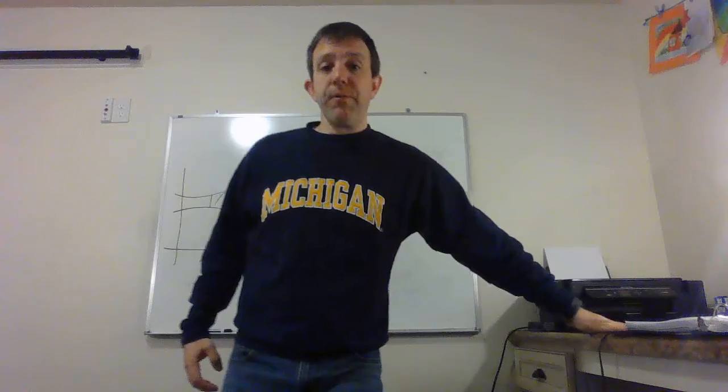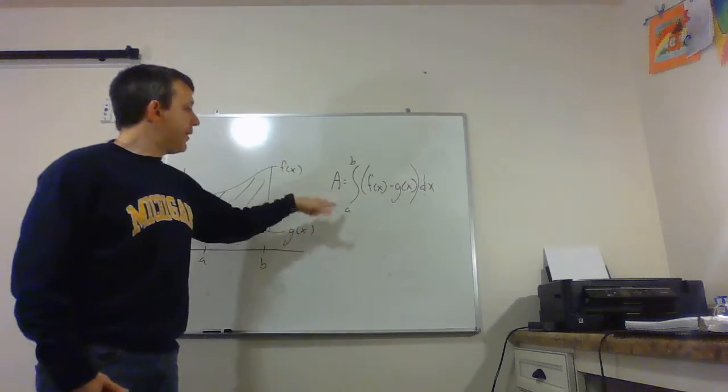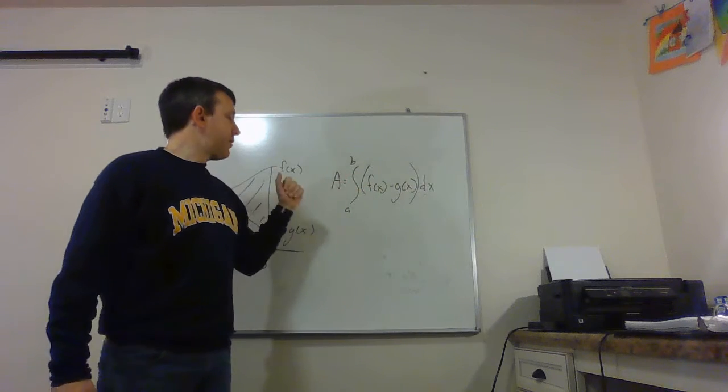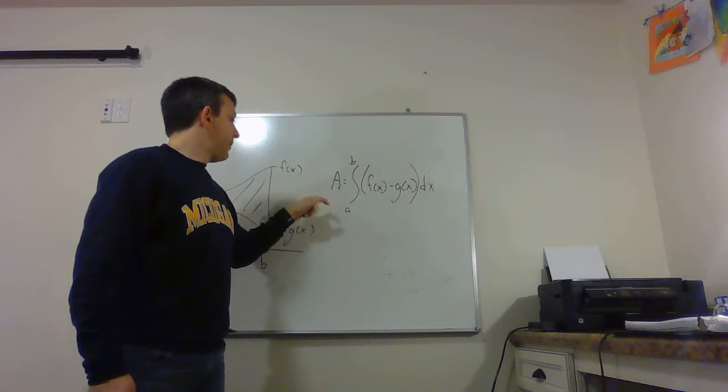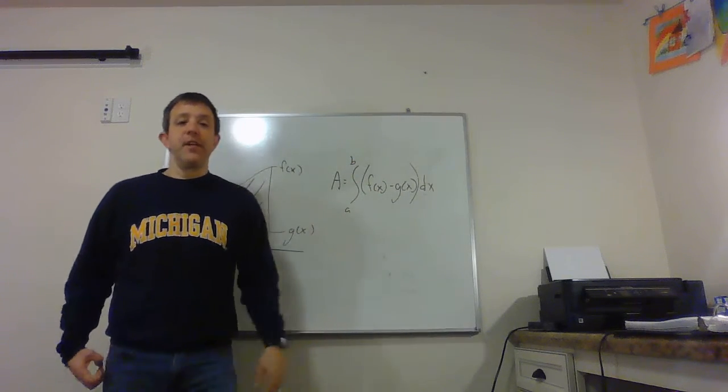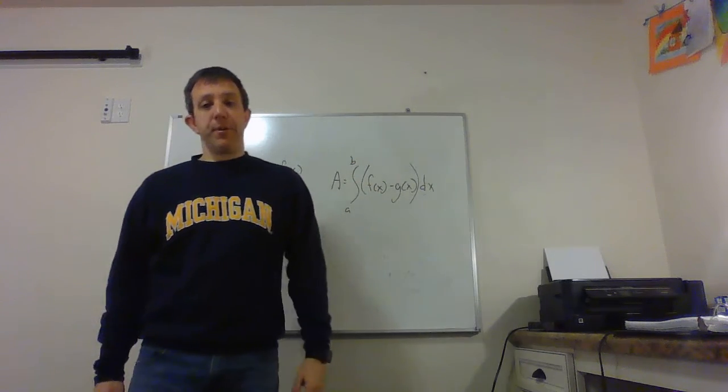All right, so here we go. I have this all written out. The area from a to b is going to be the definite integral from a to b of f of x minus g of x dx. So let's look at an example.